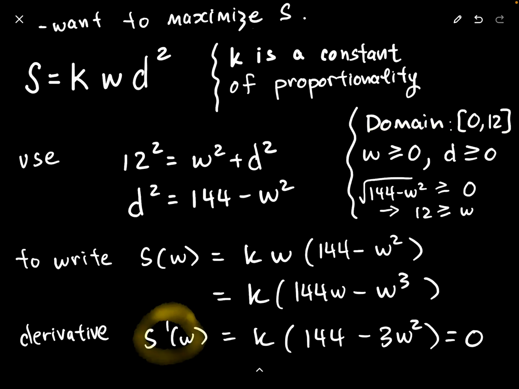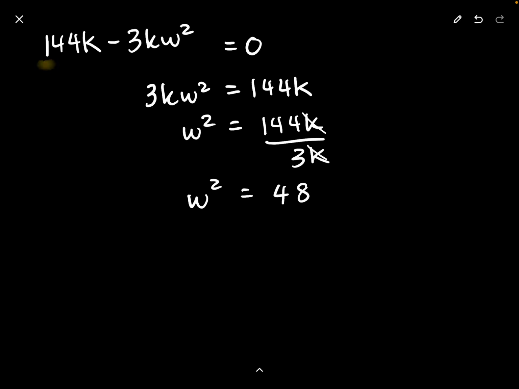S prime will be equal to k times the derivative of 144w, which is 144, and the derivative of minus w cubed is minus 3w squared. So we'll set the derivative equal to 0 and solve for w to find the critical values. So it's up to you. You could divide both sides by k to get rid of it. Here I multiplied it out. 144k minus 3kw squared is equal to 0.